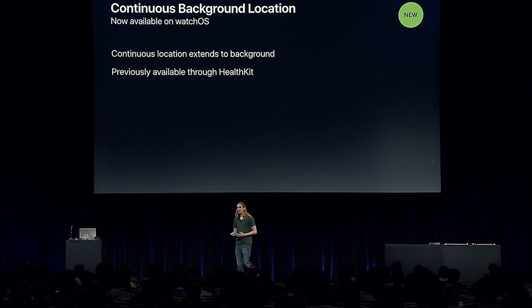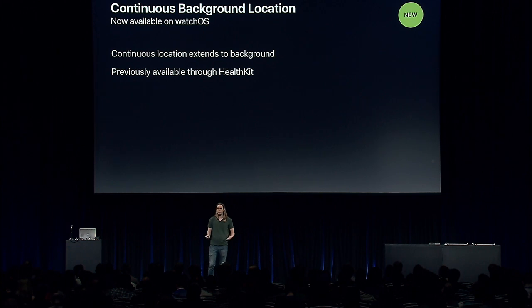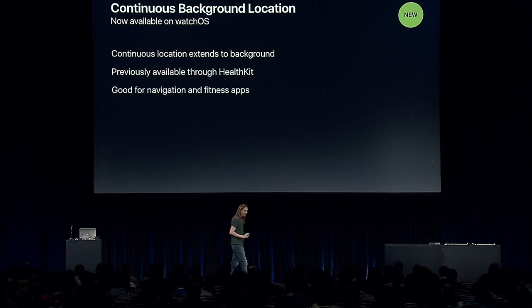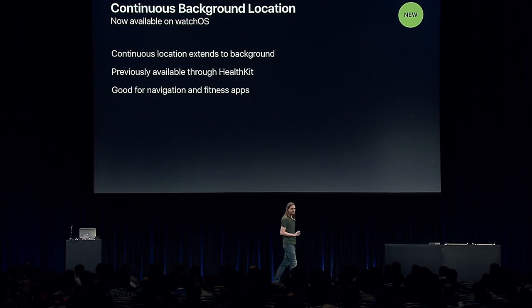However, we wanted to allow you to create new location-based experiences that weren't necessarily workout related, and so we're bringing our general purpose continuous background location API to watchOS. Our usual guidance still applies. This is a fairly power-expensive API, and so you should think twice before using it. But if you're creating, say, a navigation app or a fitness app, the continuous background location is almost certainly what you're looking for.